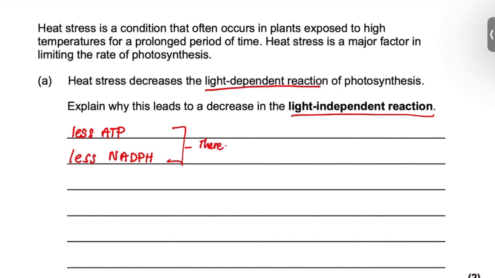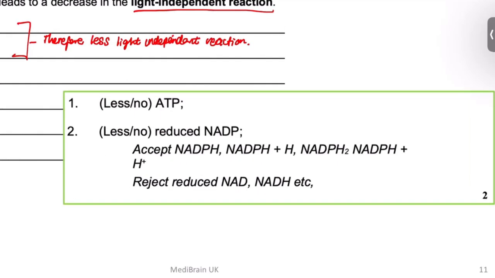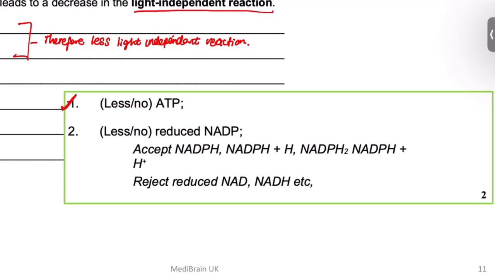So therefore, less light independent reaction. Okay, so if you have a look at the mark scheme, it says less or no ATP, and it says less or reduced NADP or NADPH.